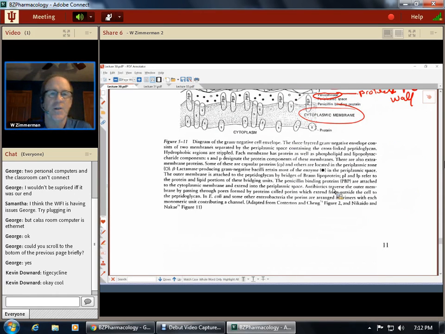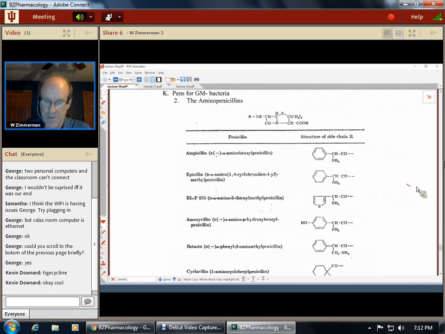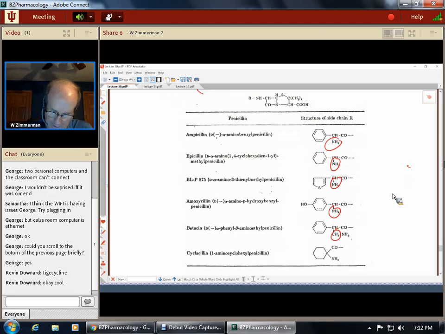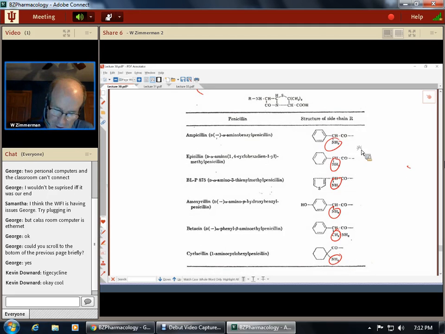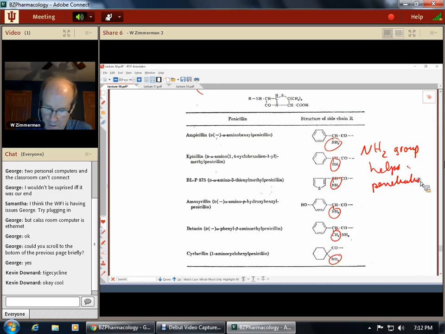So, as I mentioned, the penicillins that first got some access into the gram-negative spectrum were ampicillin and amoxicillin. We call these the aminopenicillins because all of them in this group have this amino group. Most of these we don't care about. We just care about amoxicillin and ampicillin. But that NH2 group, that amino group, helps penetration through the outer membrane.